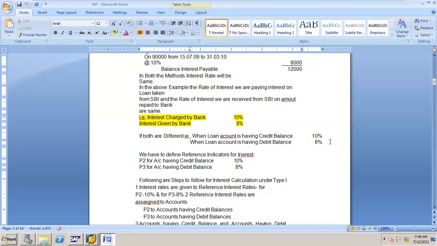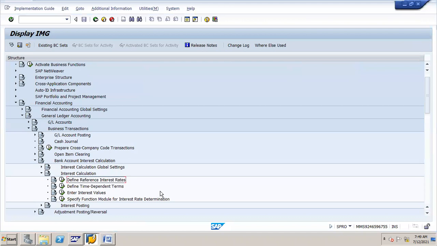So first I should create the indicators for credit purpose and for debit purpose. Then in the next step, I can maintain whether it is 10, 8 or 12, I can maintain the rates. But before that, I first have to create the indicators. There I have to tell the system this is for credit purpose, this is for debit purpose. Then after that, I can maintain the rate of interest. Okay, so first let me create indicators.